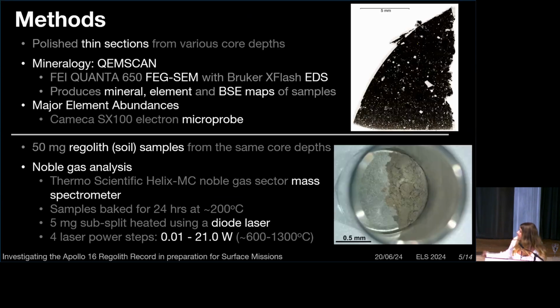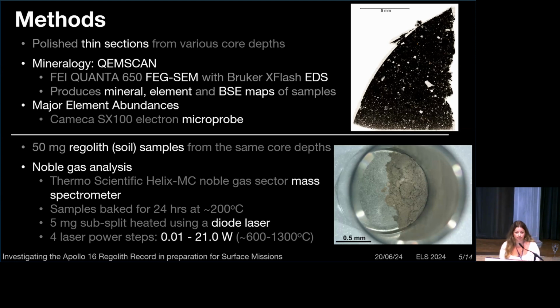So we received polished thin sections from various depths from NASA JSC, and you can see a picture of this in the top right. And we've looked at their mineralogy using a software called ChemScan, which is connected to an SEM. And this produces mineral, element, and backscatter electron maps. And I'll talk through the stages of ChemScan in the next slide.